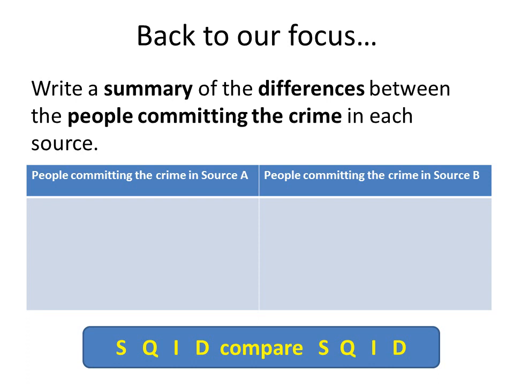Okay, so back to our focus then. Back to the question that we are preparing to answer. The question is, as you remember, write a summary of the differences between the people committing the crime in each source. So we've got to go back to source A and look for anything to do with the people who are committing the crime and how they are described to us. We then go to source B and do the same thing. And that will help us form our PEE points for each of the sources.